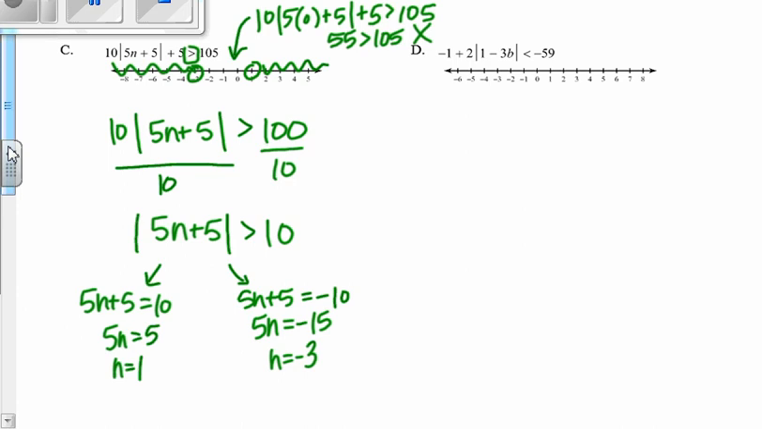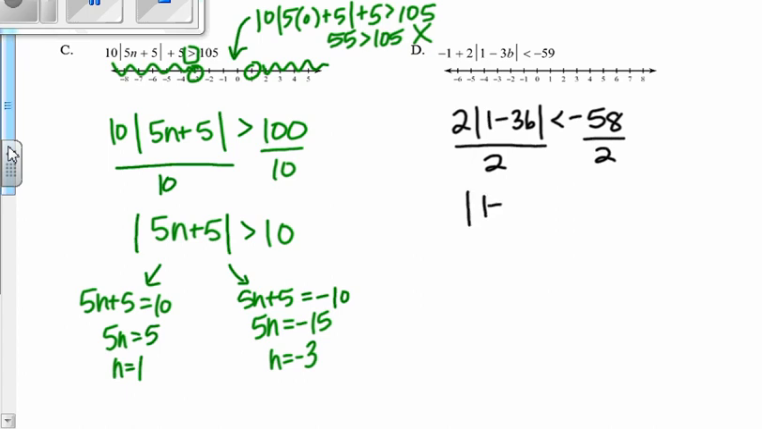Okie doke, so let's look at D. First thing I'm going to do is add that 1 over. So as I'm rewriting, just know that I am adding the 1 over, so this is now -58. Divide by 2. And I get the absolute value of 1 minus 3b is less than -29.